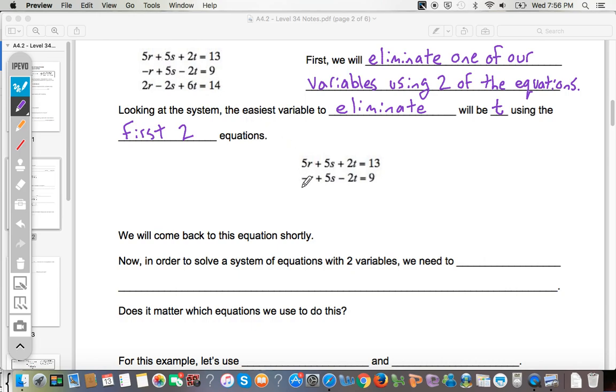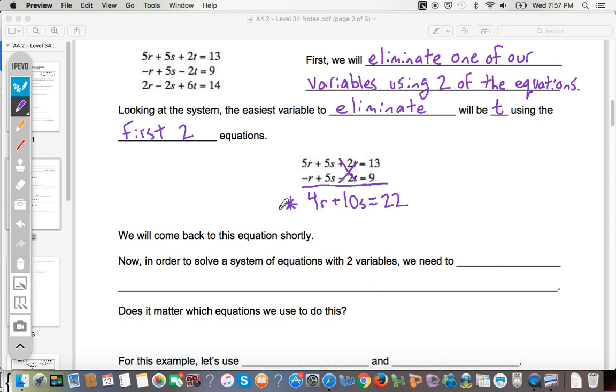Okay, so let's do the math here. Draw my line. Let's combine all our terms. So, right off the bat, positive 2t and negative 2t, they cancel right out. 5r minus r, of course, is 4r. 5s plus 5s is a positive 10s. Of course, we have that canceled, and 13 plus 9 is 22. Okay, so for right now on your paper, I would star this equation. Keep it handy, we're going to need it soon.